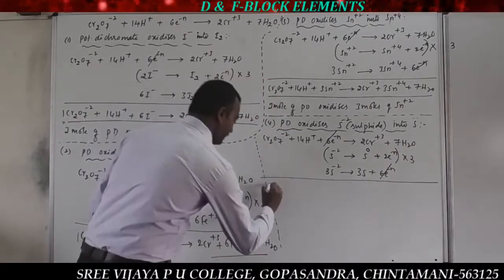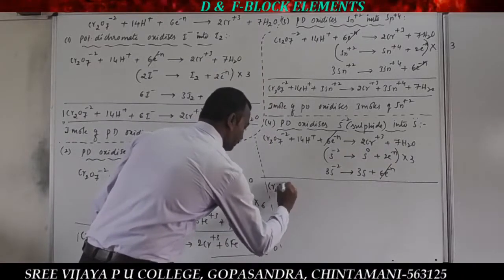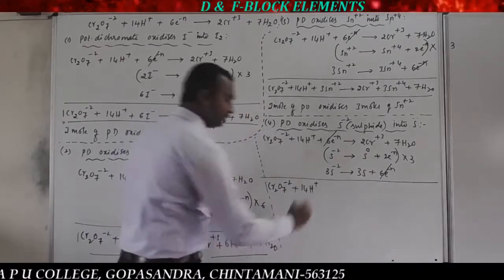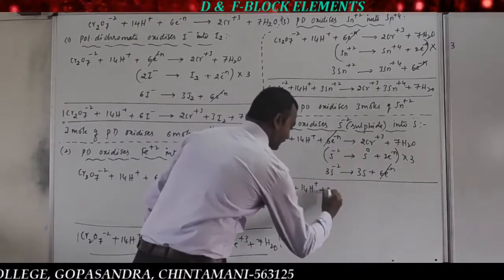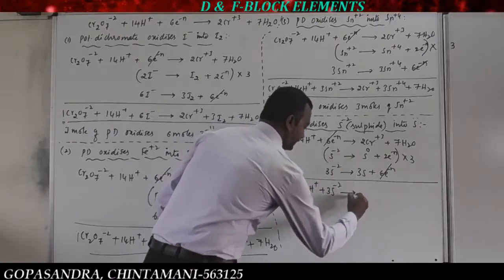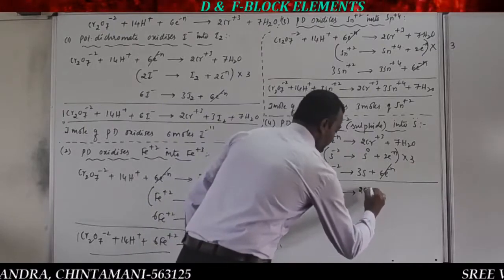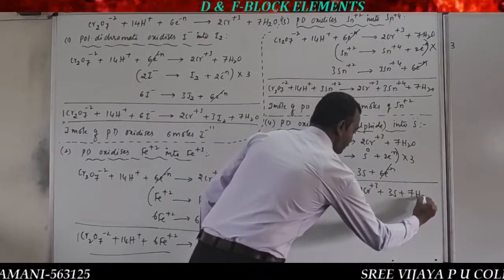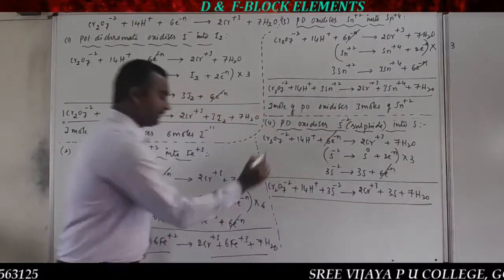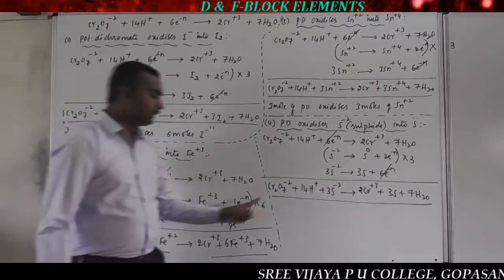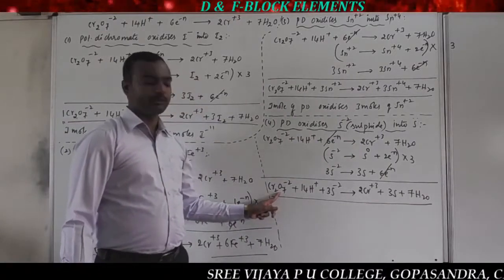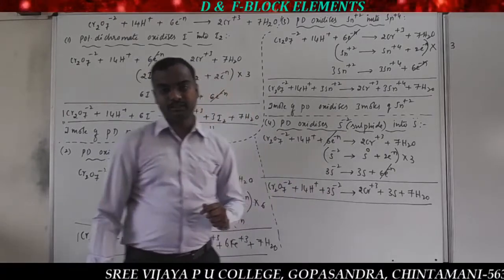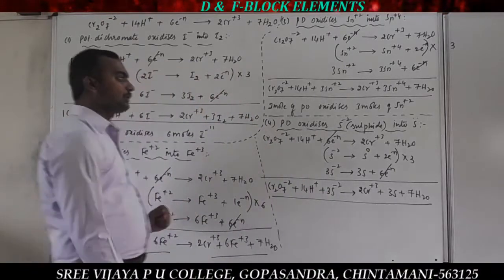So the balanced redox reaction is Cr2O7 2- plus 14H+ plus 6 electrons, plus 3 sulfide, that is converted into 2Cr3+ plus 3 sulfur plus 7H2O. So from this we can say 1 mole of potassium dichromate oxidizes how many moles of sulfide? 3 moles of sulfide. So these are the oxidizing properties.